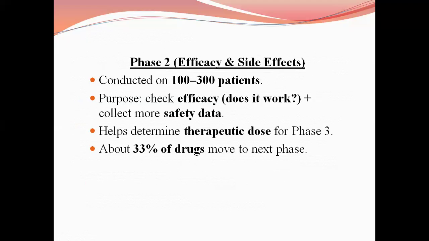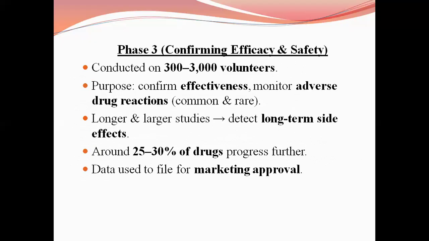Now it's phase 2, efficacy and side effect check. In this phase, it is conducted on 100 to 300 patients. Purpose: to check the efficacy, does it work? Collect more safety data for the drug, and help determine the therapeutic dosage for phase 3. About 33% of drugs move to the next phase.